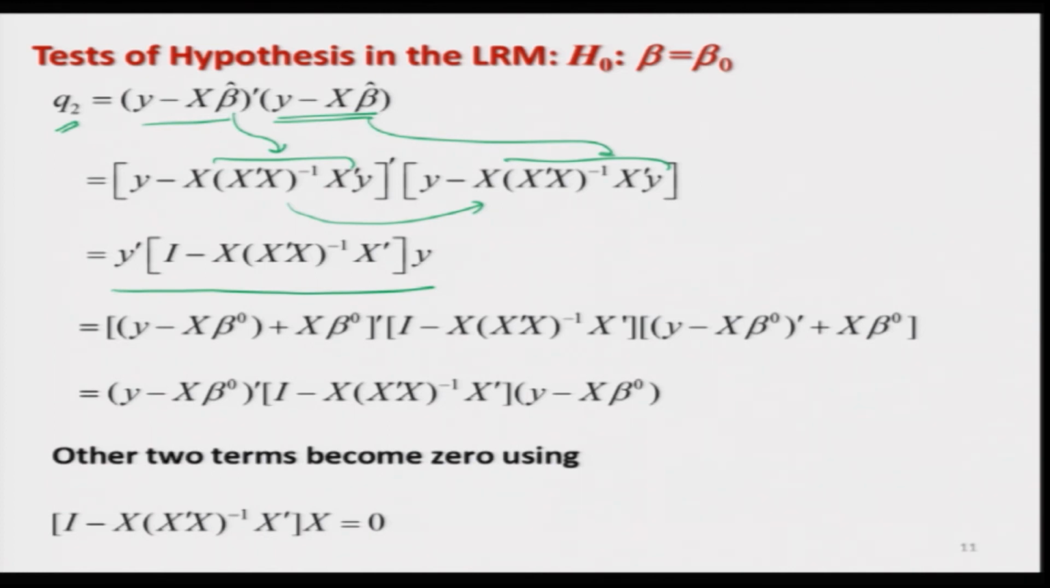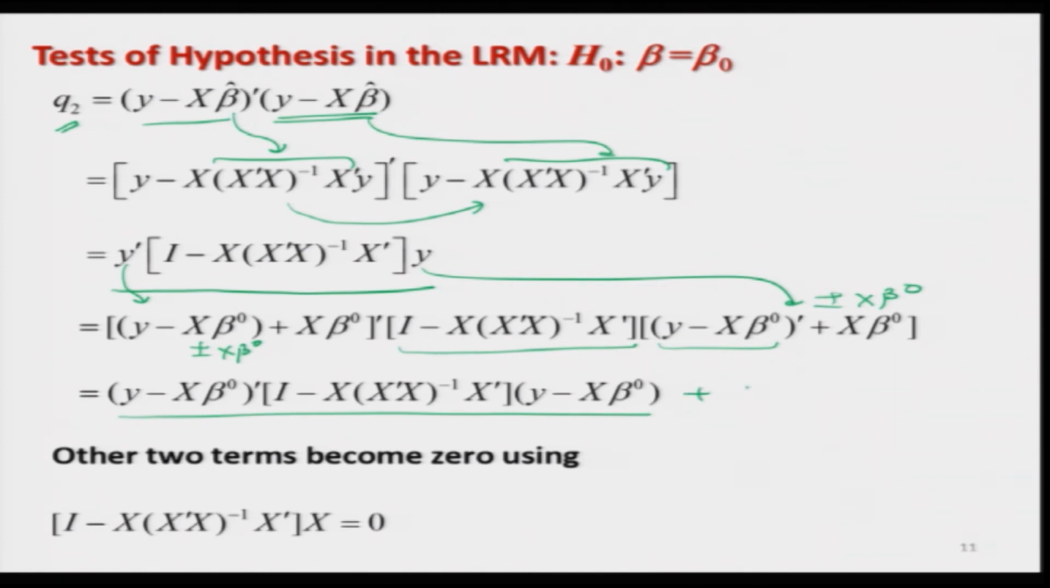And now, I try to do one more manipulation, and I will explain it after I complete this slide. I rewrite y here as y plus minus x beta naught, and here also plus minus x beta naught. And then I simplify this expression. So, this will become (y minus x beta naught) transpose into this hat matrix into (y minus x beta naught), which is like this, and all the rest of the terms will become simply 0, that you can verify.